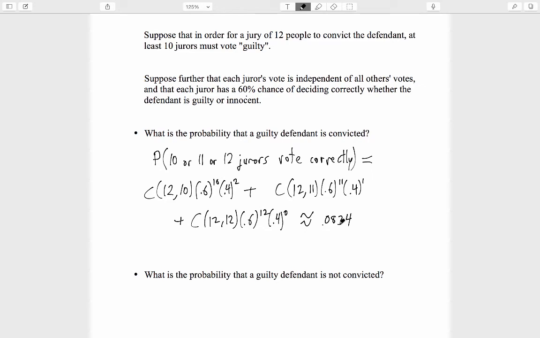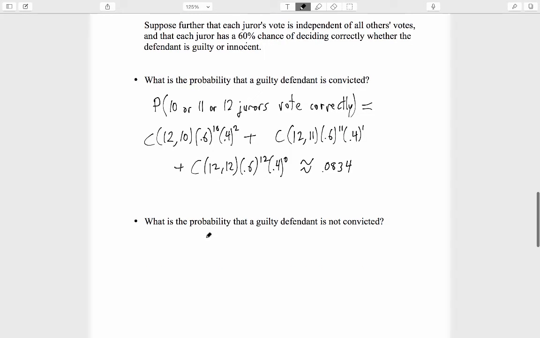0.0834. That's not very impressive. If each juror only has a 60% chance of deciding correctly about guilt or innocence, then there's a very low probability that a guilty defendant will actually be convicted. We can then ask, what is the probability that a guilty defendant is not convicted?